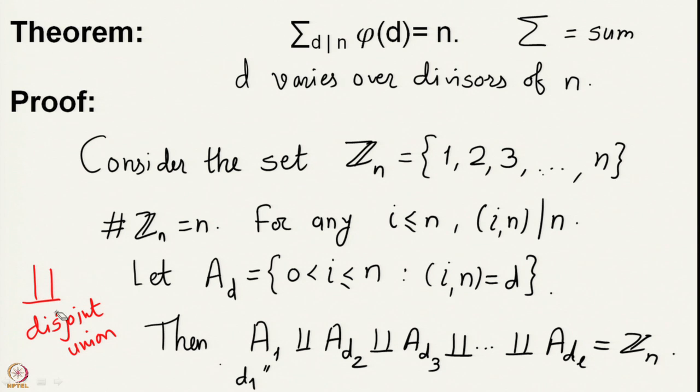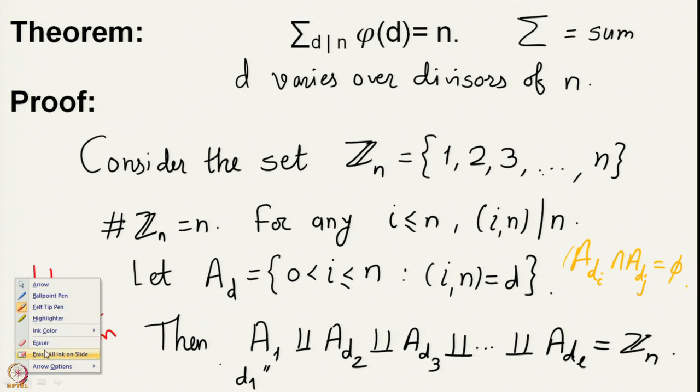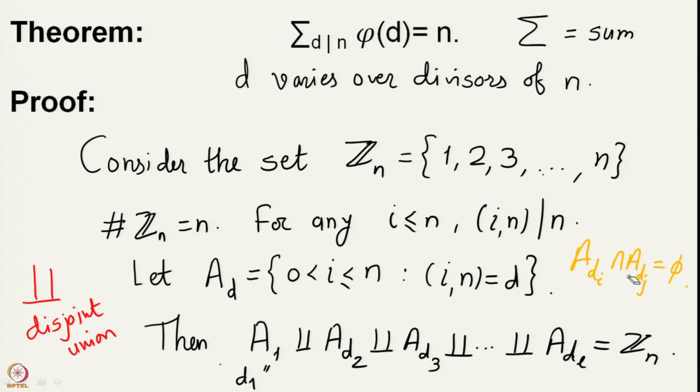This symbol says that we are first of all taking the union of the elements, but it also tells you that these sets are all disjoint, and that is something which is not very difficult to check, because whenever you have elements coming from two different Di, A_Di intersection A_Dj is going to be empty. This is because the elements of A_Di have the property that their GCD with your number n is Di, whereas A_Dj are the elements whose GCD with n is Dj. So, this is if Di is different from Dj.